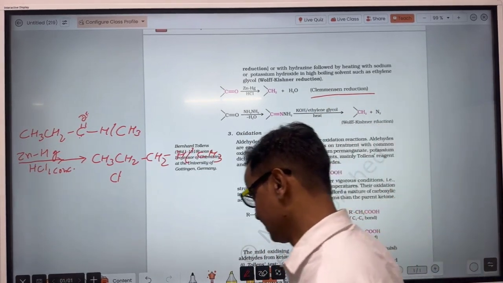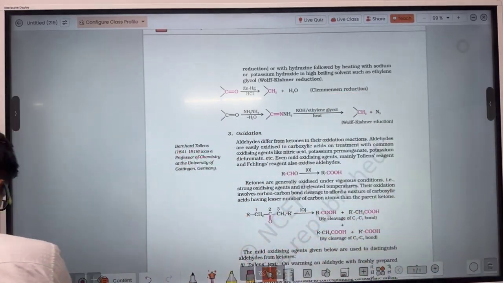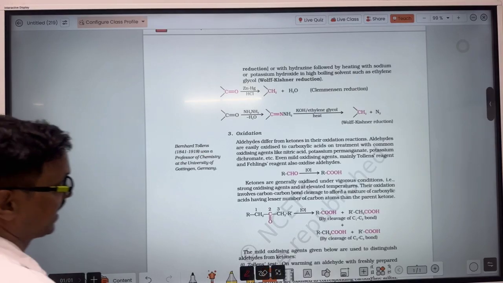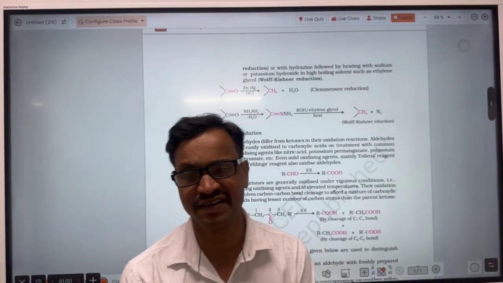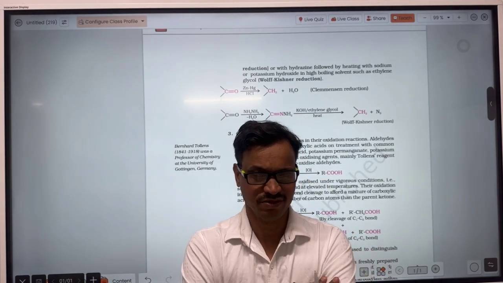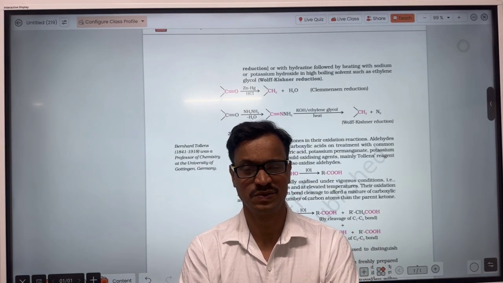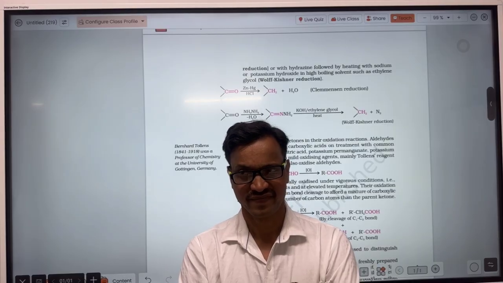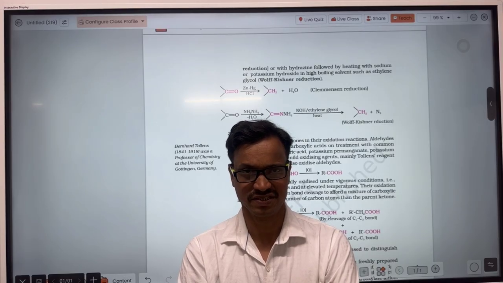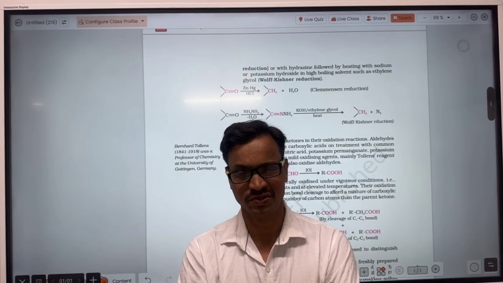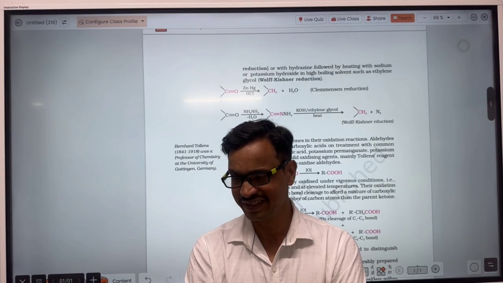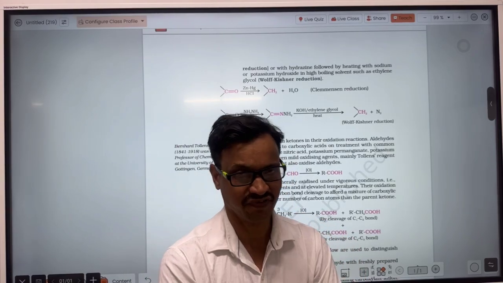That was about the Clemmensen reduction. Then after that is the Wolff-Kishner reduction. As by the Clemmensen reduction we directly converted the aldehyde or the ketone into alkane, by the Wolff-Kishner reduction also we will convert the aldehyde or the ketone directly into alkane. And what happens in the Wolff-Kishner reduction?